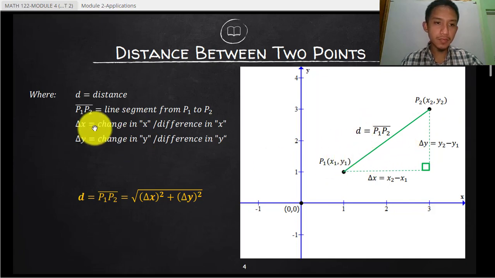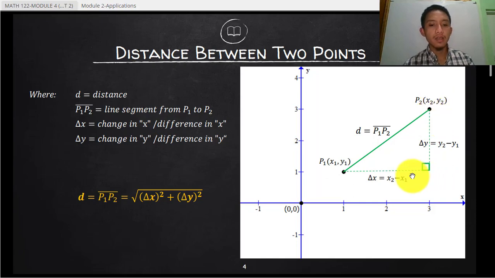Okay, so again, that dash on top of your P sub 1, P sub 2 means line segment. That is the meaning of the bar on top. So that means from point 1 to point 2, the line segment from point 1 to point 2. Now, to analyze this, all we need to do here is break it down and create our right triangle. That's why we discussed trigonometry first, because that is important before we proceed here in analytic geometry.